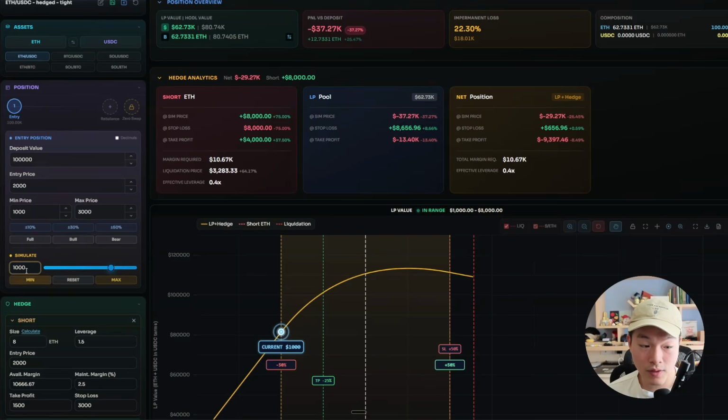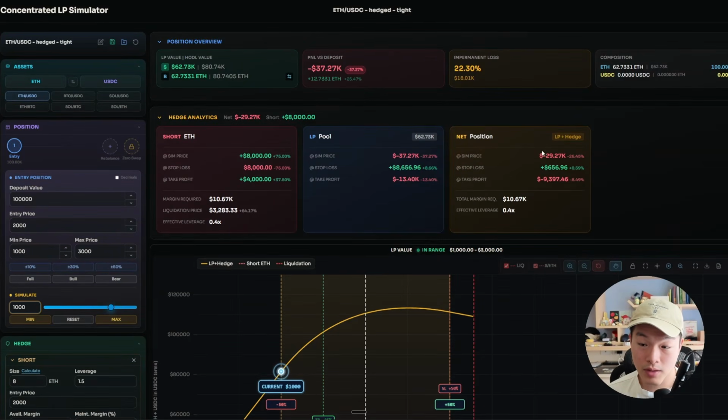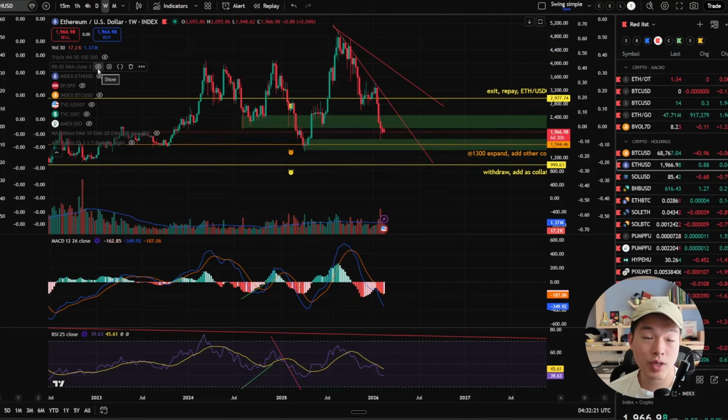And if price goes all the way to $1,000, we would be losing about 29K. If the price goes to this take profit level, which is set at 1.5K, you're going to be losing less than 10K, right? So in my opinion, the risk and reward is pretty good if you want to run this type of setup. And the range is wide enough for you to not overly manage, or you're not going to get stopped out all the time and you have to re-hedge or whatever.